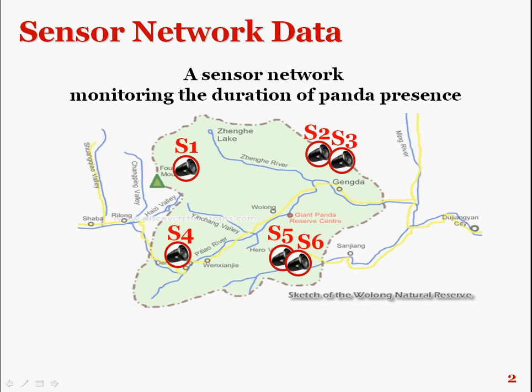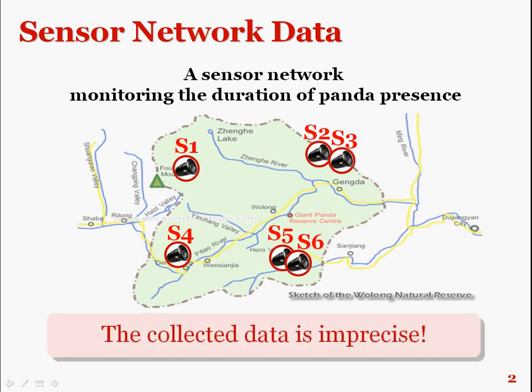To motivate our study, let's look at the sensor network monitoring the duration of panda presence. In some locations where pandas are more active, multiple sensors are deployed to improve the detection quality, such as sensors S2 and S3, and sensors S5 and S6. Unfortunately, the data collected in sensor networks is often imprecise due to the limitation of equipment and delay or loss in data transfer.